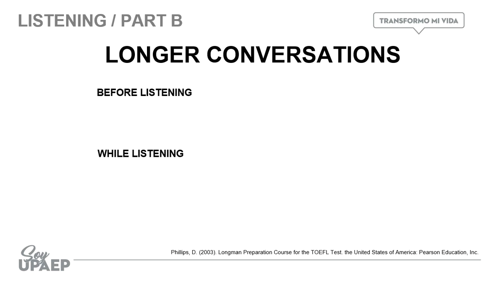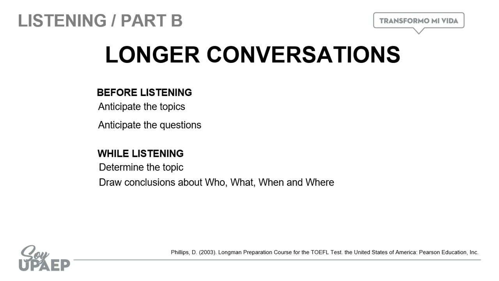Before we listen, we have to do two things: anticipate the topics and anticipate the questions. While we listen, we have to determine the topic, draw conclusions about who, what, when, and where, and listen for answers in order. Throughout this video, I am going to give you more information related to these steps. Let's start with the first one.